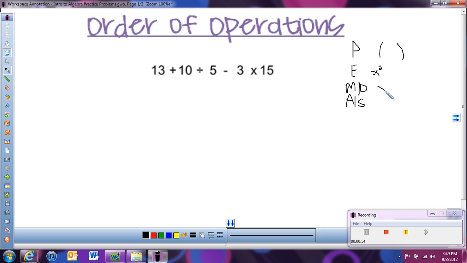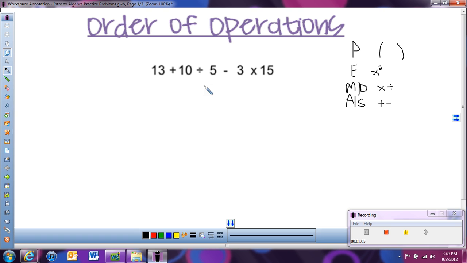Then we're going to be multiplying and dividing from left to right. We don't always start with multiplying. It's just whatever comes first on the left. And then our last step will be adding and subtracting. Again, we don't always start with adding. It's just whatever comes first to the left.